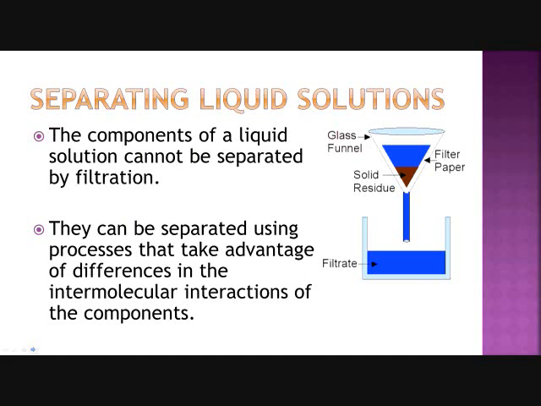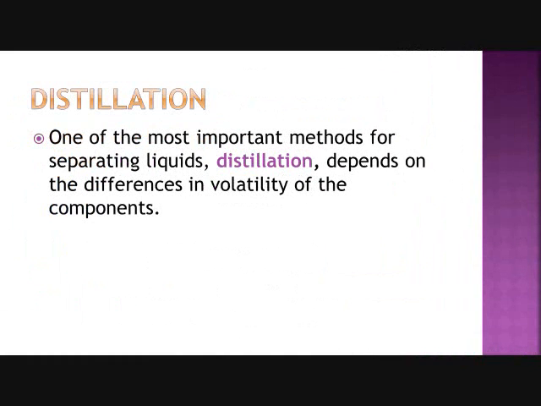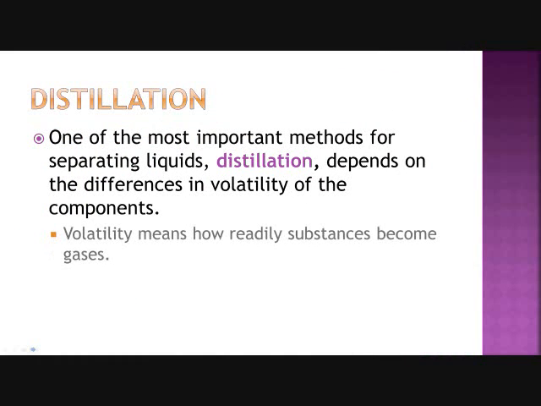We talked about before how you can separate mixtures. Filtration is used when you have a solid within a liquid, but if you have just a liquid mixture, then you can't use filtration. So we have some other ways to separate liquids. The way that we use these is we take advantage of the differences in the intermolecular attractions of the components in the solution. So one important way is distillation, which depends on the differences in volatility of the components.